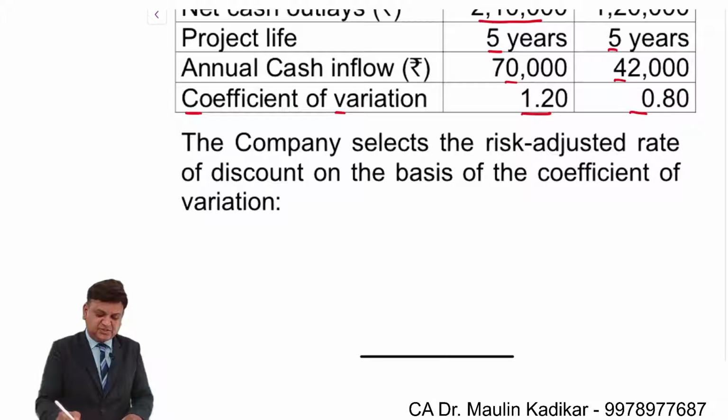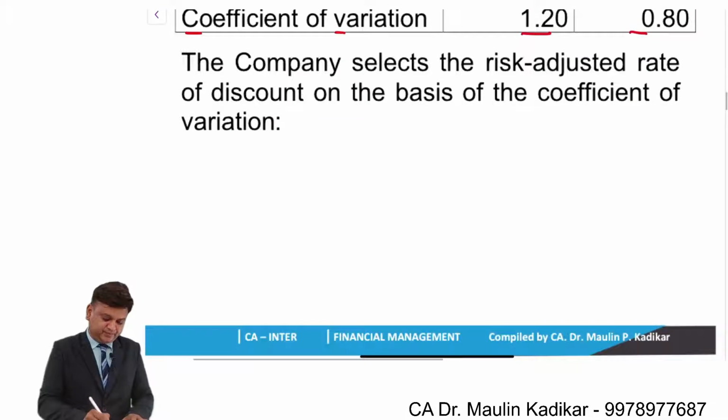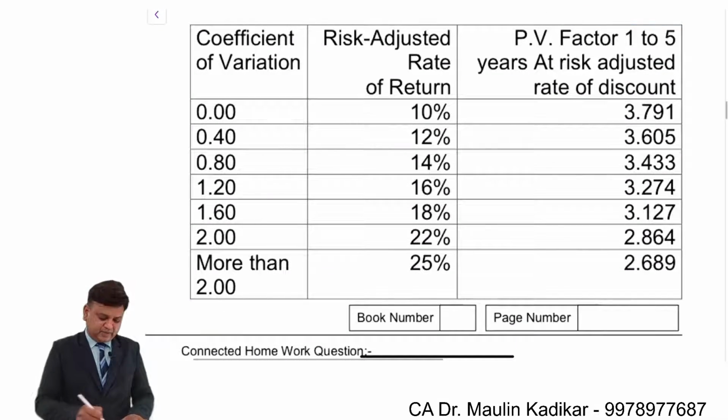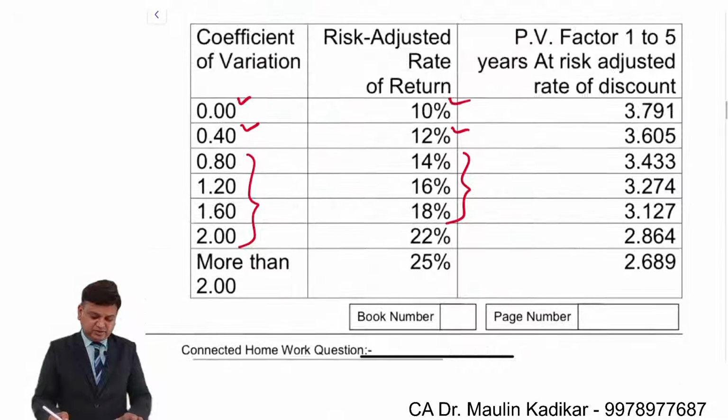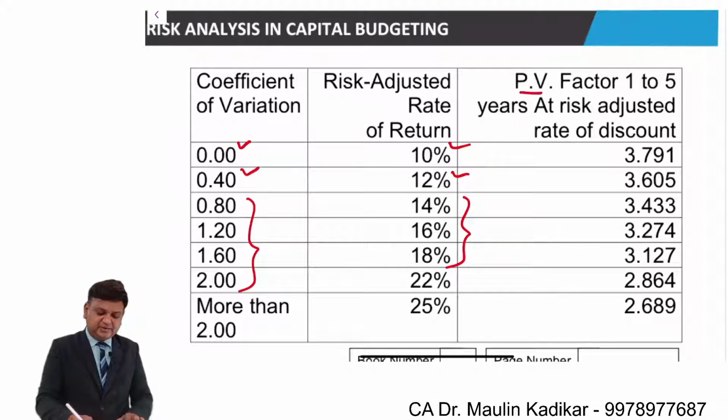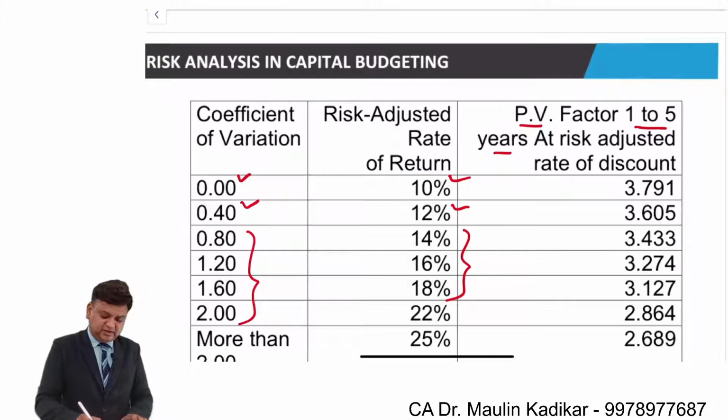CV, coefficient of variation, is given for both the projects. The company selects the risk adjusted rate of discount on the basis of CV. If CV is 0, the required rate of return is 10%. As CV increases, the required rate of return also increases. So for different coefficients of variation, different required rates of return have been provided to us. And present value factor of year 1 to year 5. So in simple language, we have been provided with the PVIFA information.